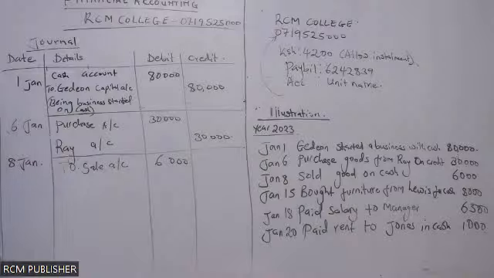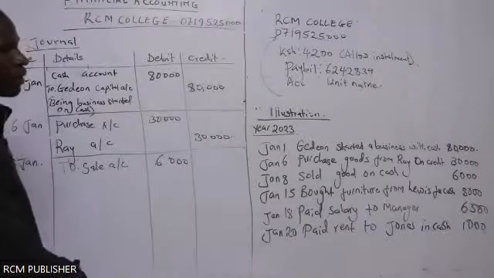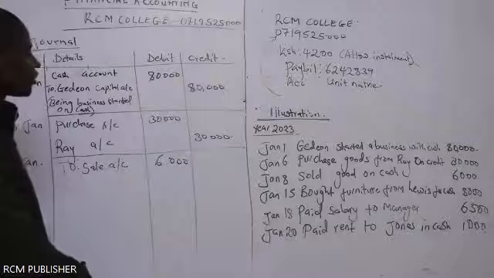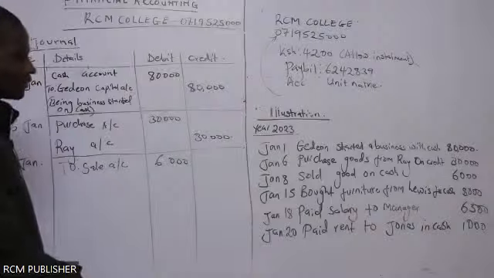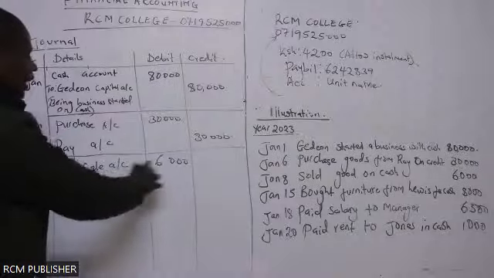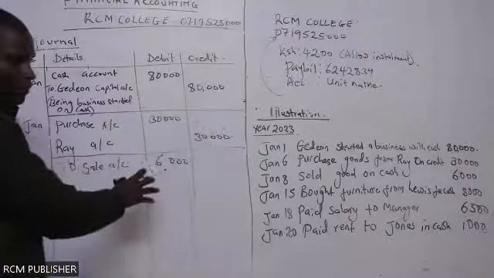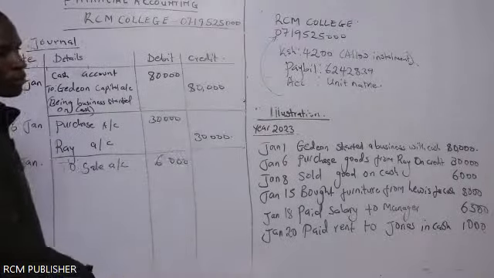Which account are we supposed to credit in that regard? We sold goods on cash. We are debiting the sales account by 6,000. Which account are we supposed to credit?